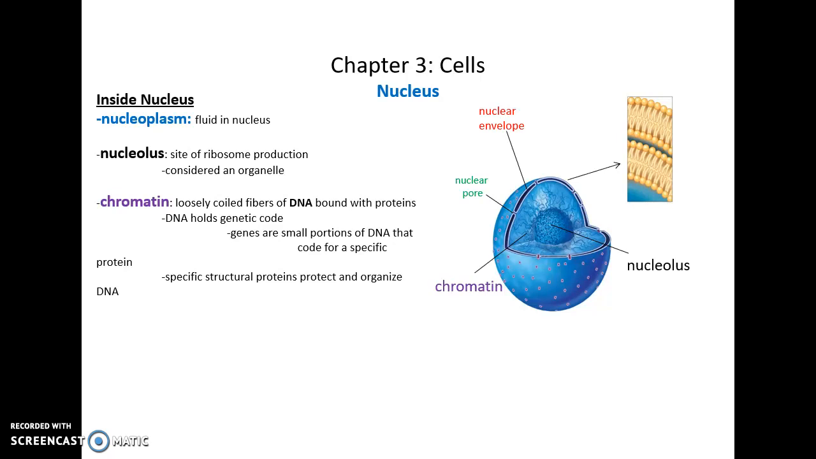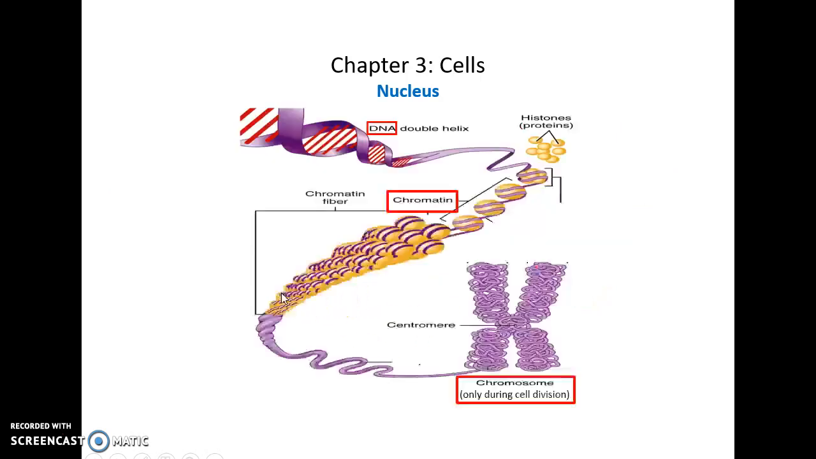Also found in the nucleus is the DNA. However, the DNA is not naked floating around. It is bound up with proteins. So DNA bound up with proteins that are in a relaxed state are called chromatin. So chromatin is found scattered all throughout the nucleus.